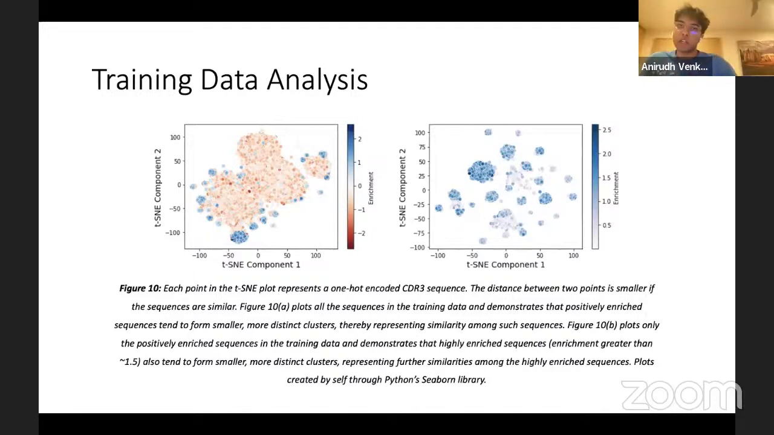Yeah, that's a really good idea, actually. I haven't done that yet, but it'd be pretty cool to see at what point these sequences stop clustering, and where it tapers off, and then also binding enrichment.